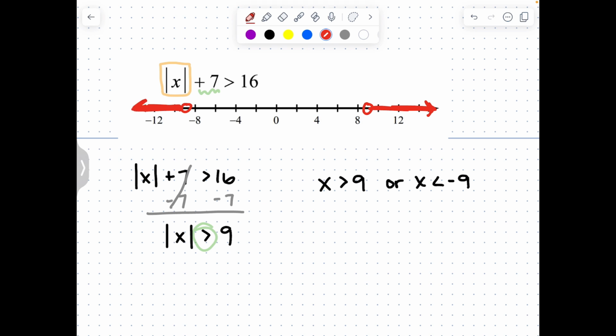And then just to double check, because these do get kind of crazy, the absolute value ones are tough, let's check 0. So if we do the absolute value of 0 plus 7, is that greater than 16? If it is, then we're supposed to be shading in the middle. If it's not, then we're good. Absolute value of 0 is just 0. So 0 plus 7 is 7. That is not greater than 16. That's less than 16. So we were right to not shade in the middle.